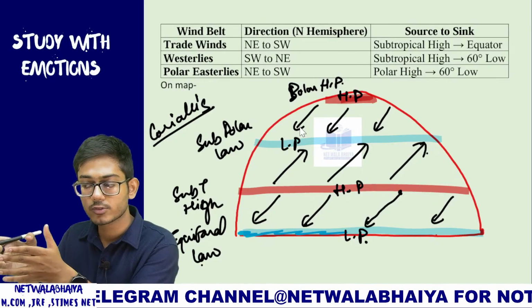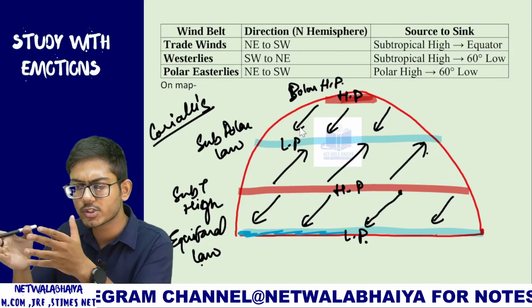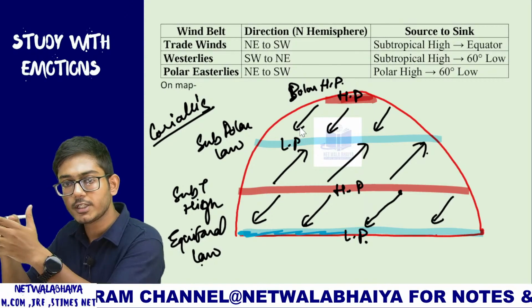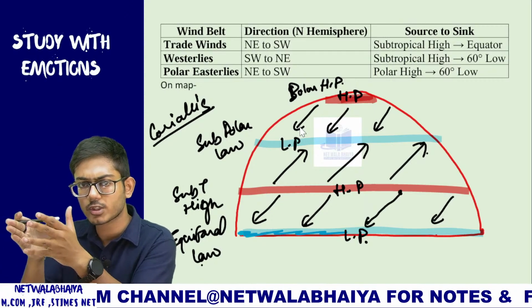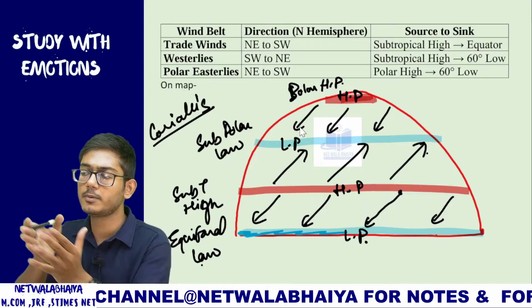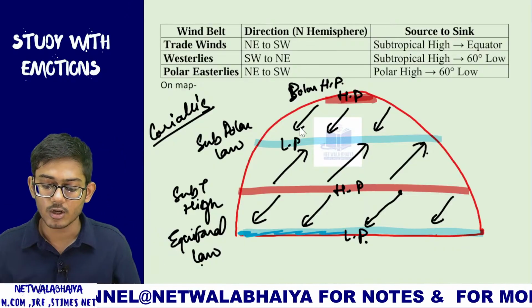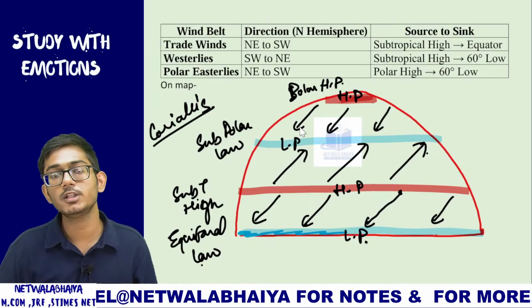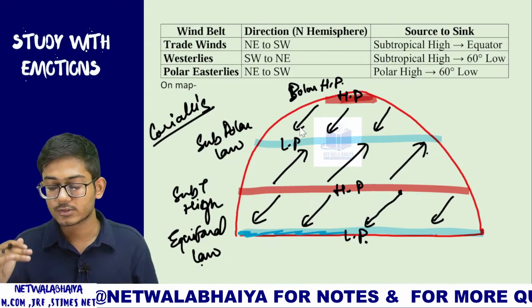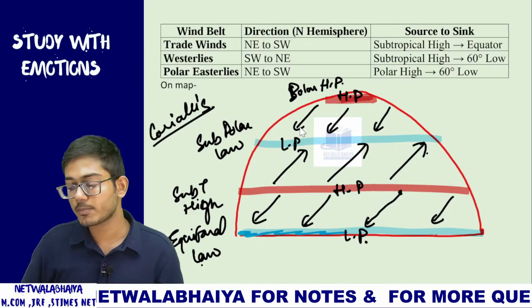Because of the Coriolis force, it is turning towards the right, but the frictional force is not letting it turn completely towards the right. It keeps a slight deviation, and it cannot make a complete right turn, okay? So finally we get this pattern on the surface of the earth, and this coincides with your pressure belts that are there.